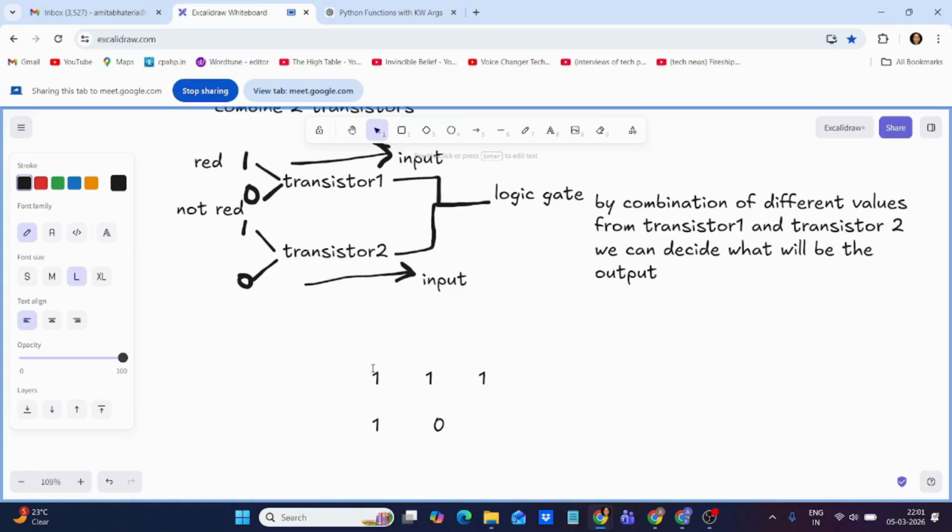False. False means what? Not red, zero, right? So not red means 0, right? And if both are 0, not red, and the other 0 also means not red, what will be the output? Not wearing red and false. 0, right? So see, you got this boolean algebra table.